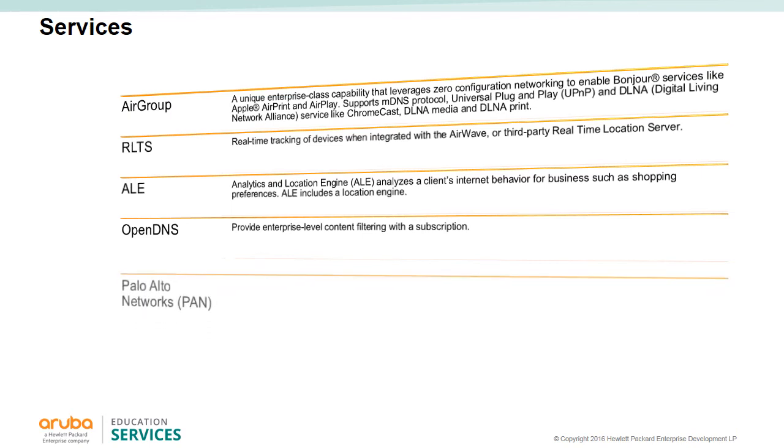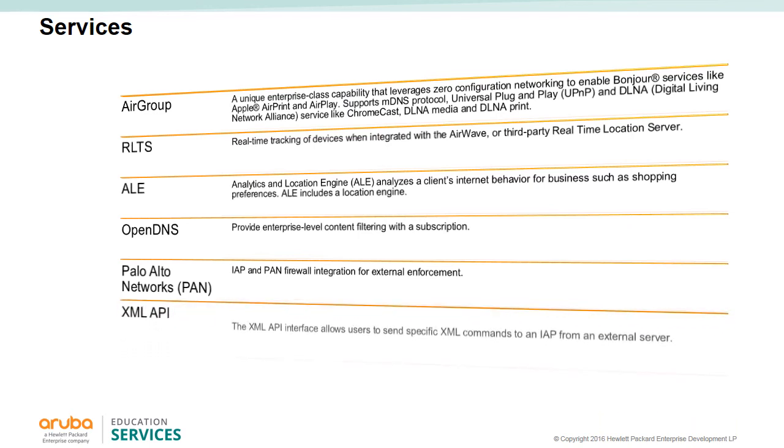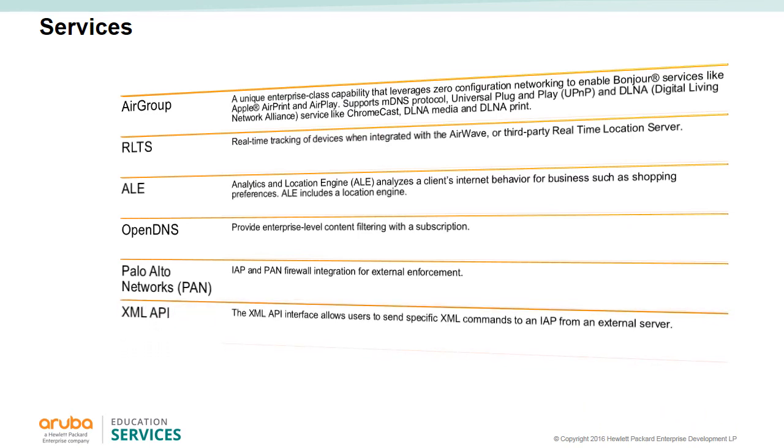Palo Alto Networks: IAPs maintain the network and user information for their clients in the network and can provide the required information for the user ID feature of the PAN firewall. XML API: the XML API interface allows the user to send specific XML commands to an API from an external server. These XML commands can be used to customize IAP client entries. You can use the XML API interface to add, delete, authenticate, query, or blacklist a user or a client.